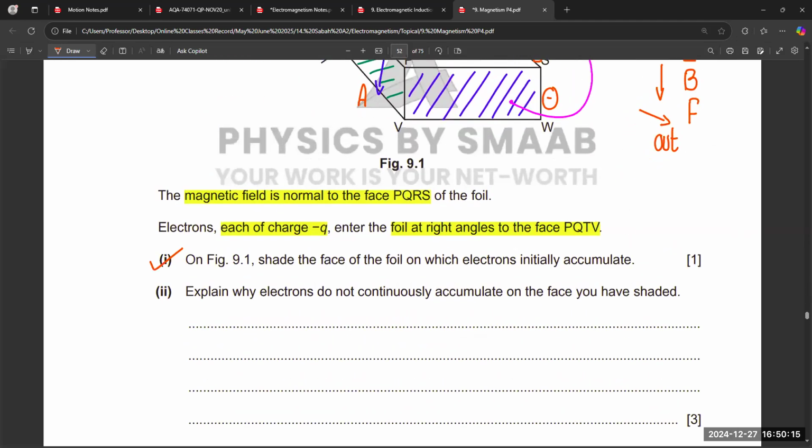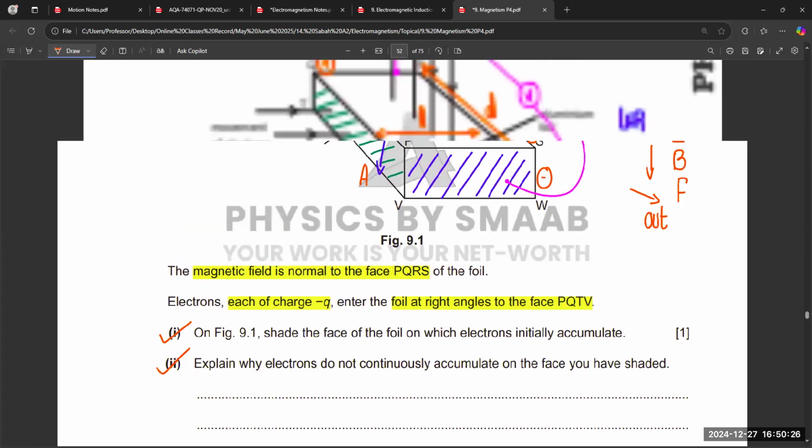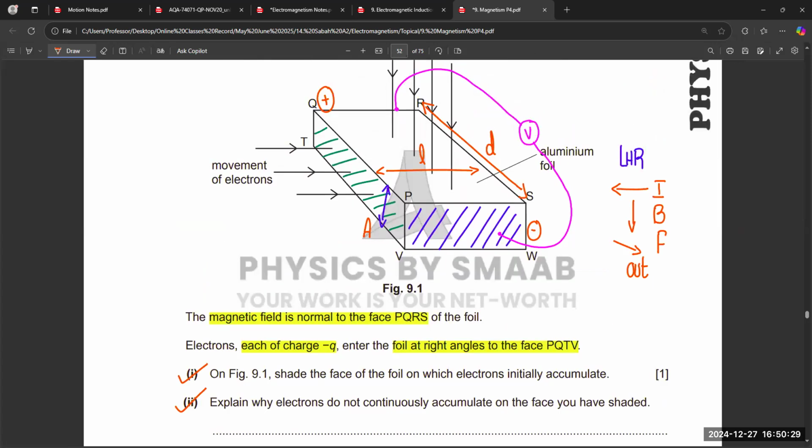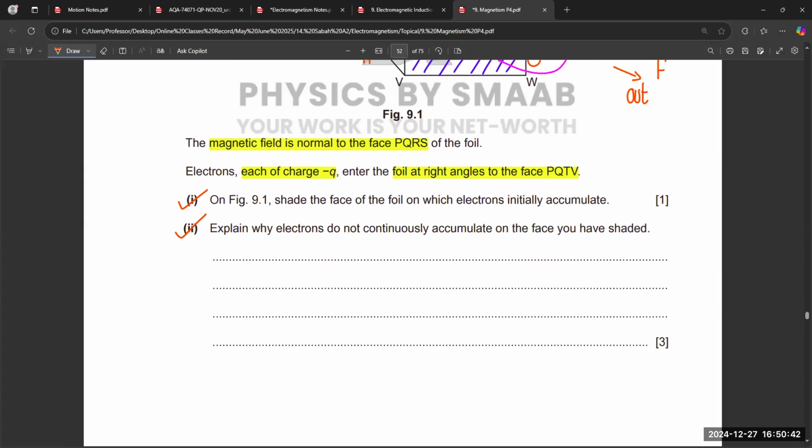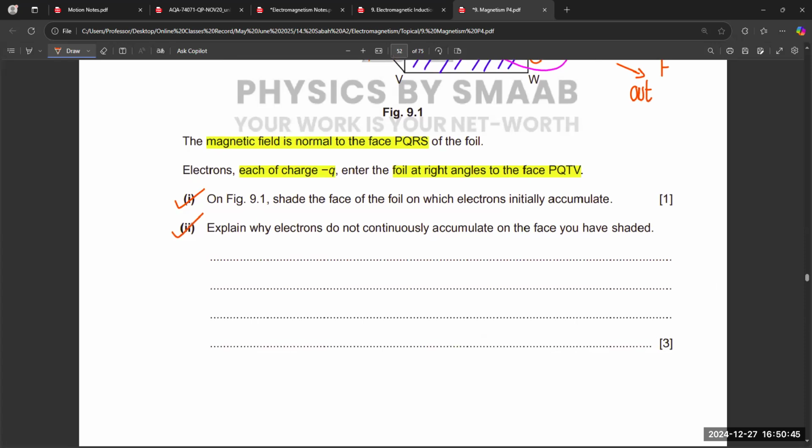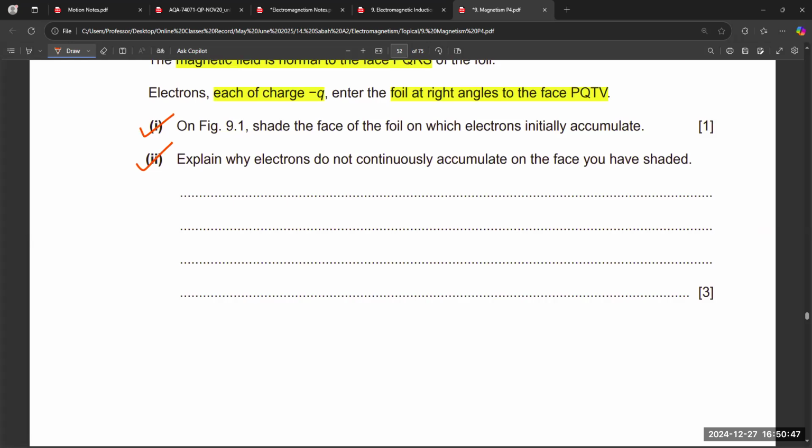And in the second part, explain why electrons do not continuously accumulate on the face you have shaded. Because like charges will repel each other, so they are going to have to move. We know that when both forces become equal and opposite, they cancel each other out. So after that, electrons move in a straight line. They will not further accumulate or deposit on that same face, right?